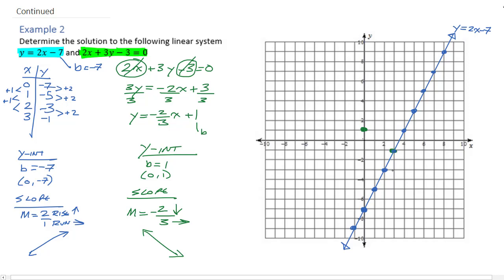Down 2, over 1, 2, 3, down 2, over 1, 2, 3, right? And I can reverse the steps by going backwards 3, up 2, backwards 3, up 2, and so on and so forth. All right. But I started here. That was my starting point, right?